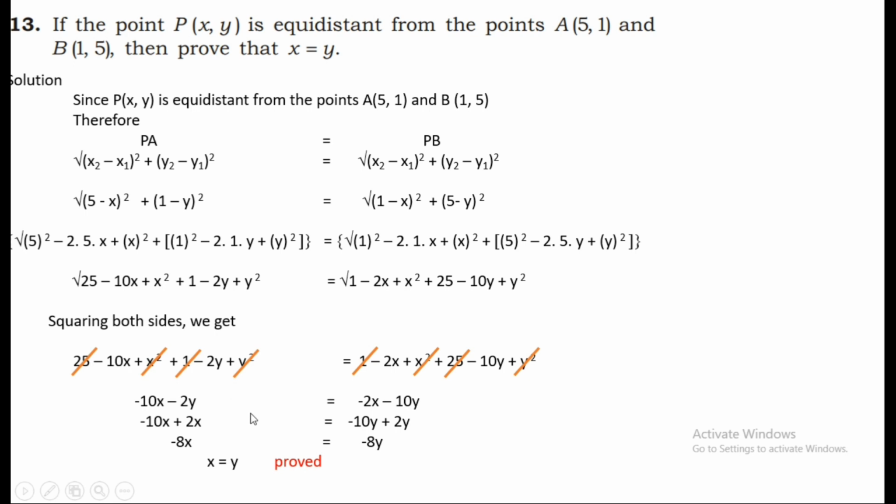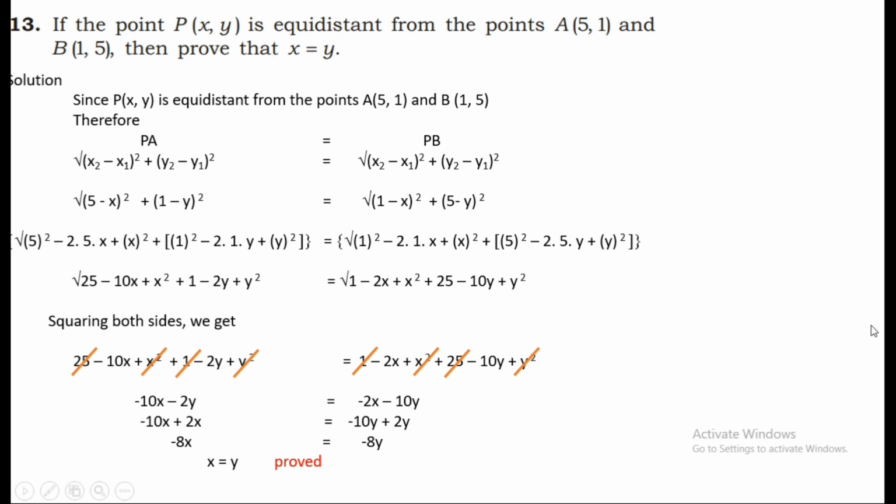Then we'll bring x on one side, y on one side. So minus 10x, and this minus 2x we'll bring to the other side. We'll get plus 2x equals to minus 10x. It was minus 2y, when we bring it here, it will get plus 2y. So minus 10x plus 2x is minus 8x. Here minus 10y plus 2y is minus 8y. So minus 8 cancels. So x equals to y. And this is what we had to prove.